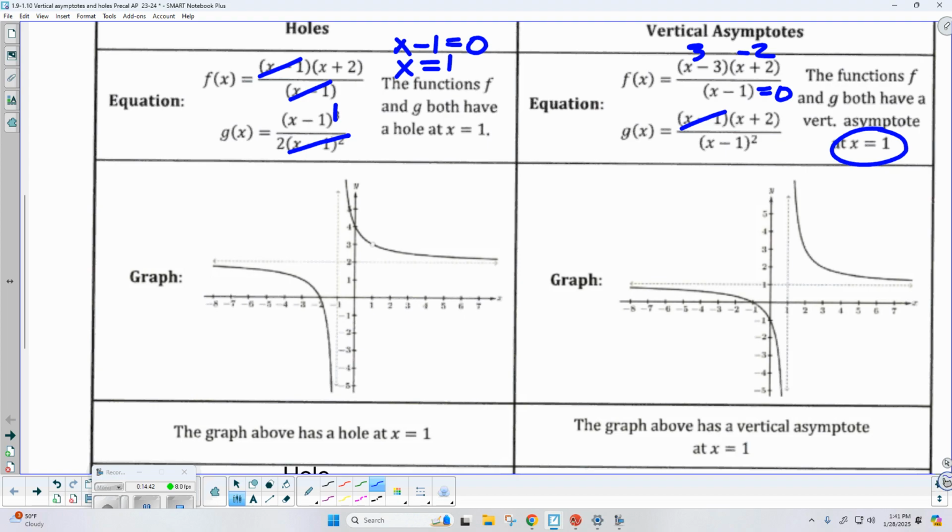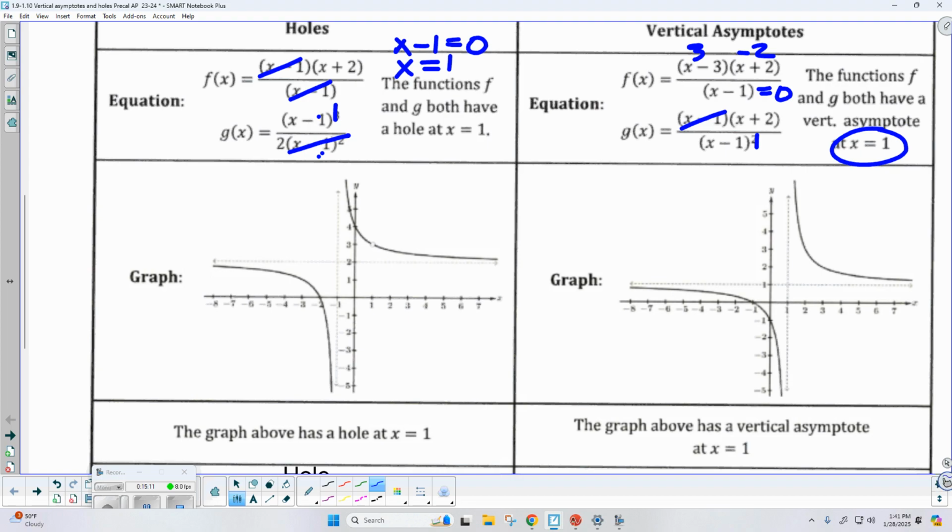Here's where you got to be careful. If you have factors that cancel, but one of those canceled factors is still left in the denominator, it's not a hole, it's a vertical asymptote. See, over here on G, when these canceled, one of the canceled factors was left in the numerator. That makes it a hole. Okay. So it is possible to cancel and not have a hole, even though 99% of the time, that's what you're going to be looking for.